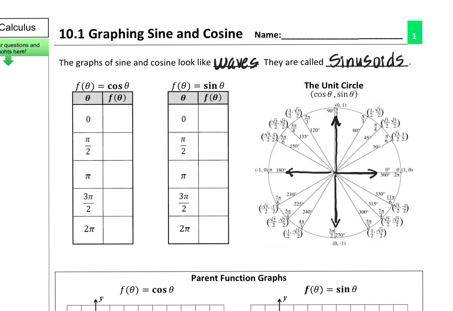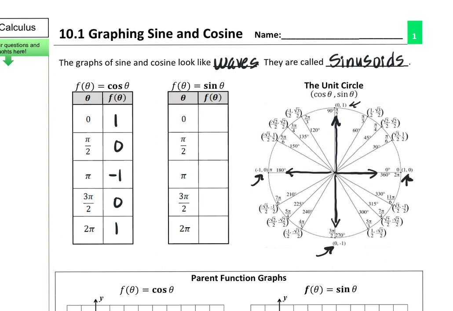So cosine at 0, remember cosine is your x, so we're using that ordered pair right there on our unit circle. Cosine is 1 right there. Up here, we're using this ordered pair. Cosine is 0 at pi over 2, using this one. Cosine is -1 here, and down here at 3 pi over 2, cosine is 0. And then back at 2 pi, cosine is 1.